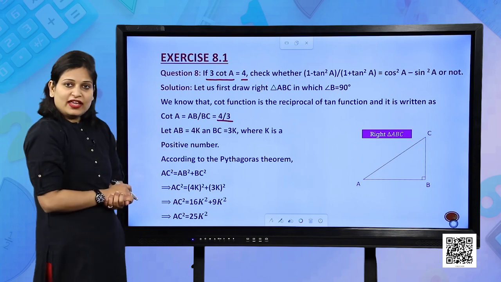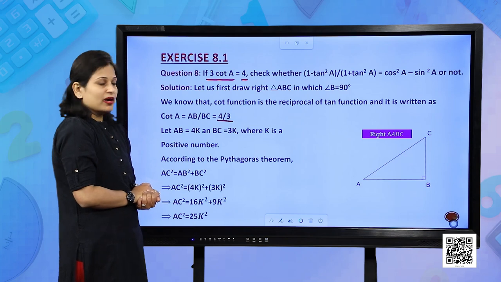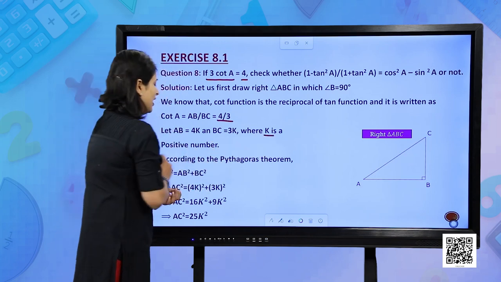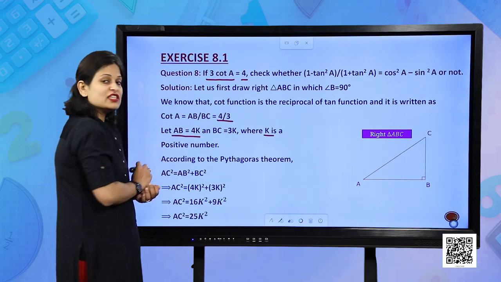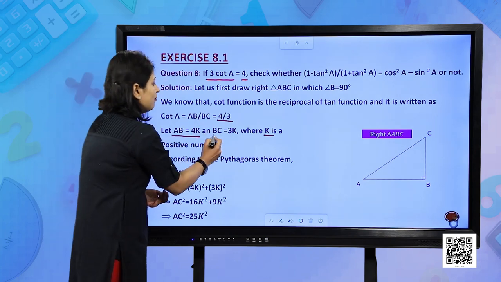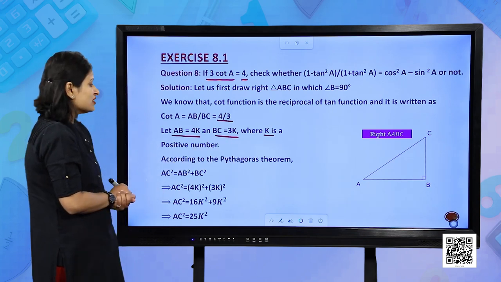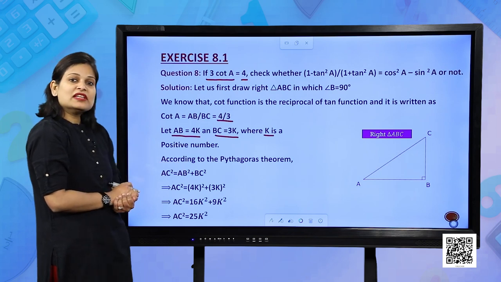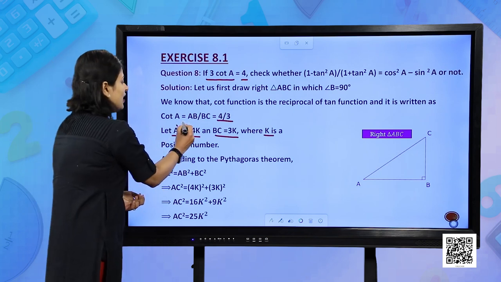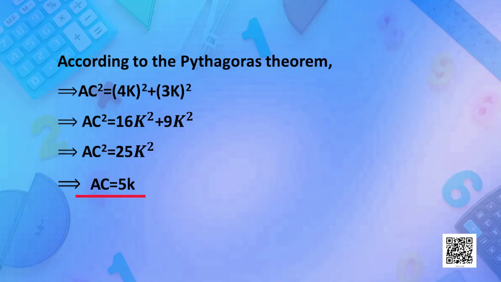As I have already explained, we need to consider a positive number. Here I have considered k as a positive number. So, I will get the value of AB as 4k and the value of BC as 3k. Now, for the third side, which is AC, we need to apply Pythagoras theorem. Simply substitute the values of AB and BC in this, you will get AC as 5k.